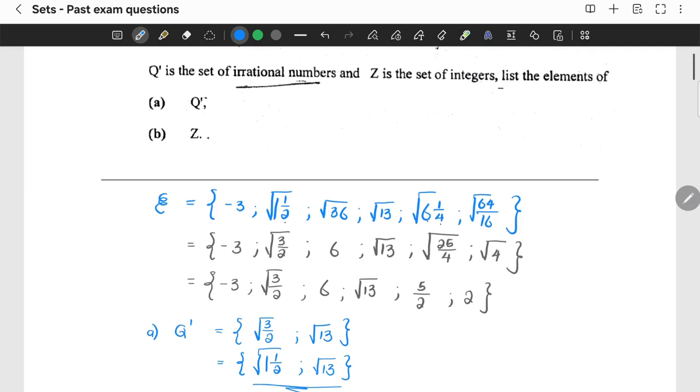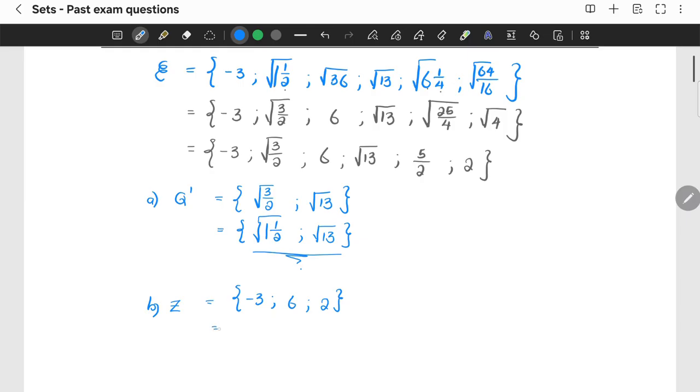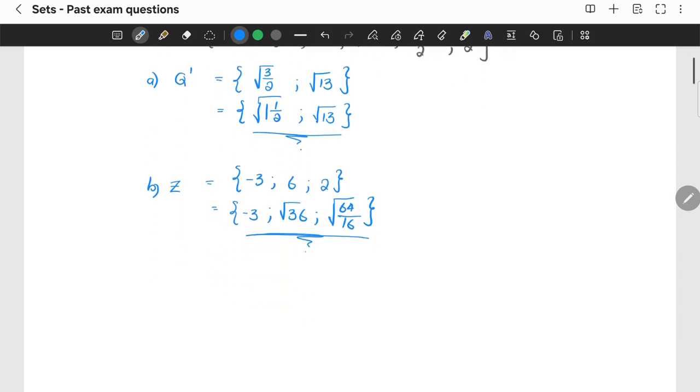Then B, Z, the set of integers, right? So if Z is a set of integers, when we look at integers, we have -3, which is a negative integer. We have 6, because integers are just whole numbers, right? And we also have 2, right? And when we put them in the format that they were at before, we have -3, square root of 36 and square root of 64/16. And that's how we get the answer for part A and B.